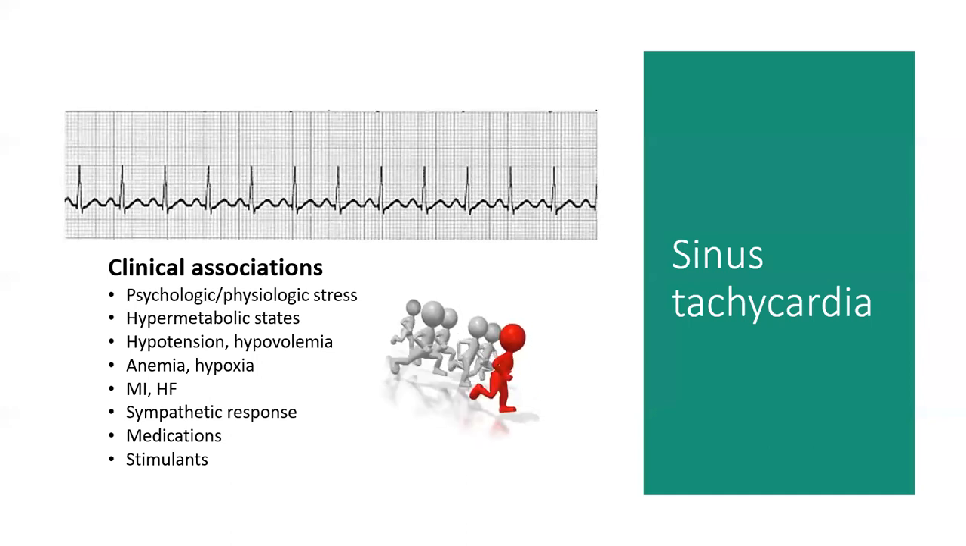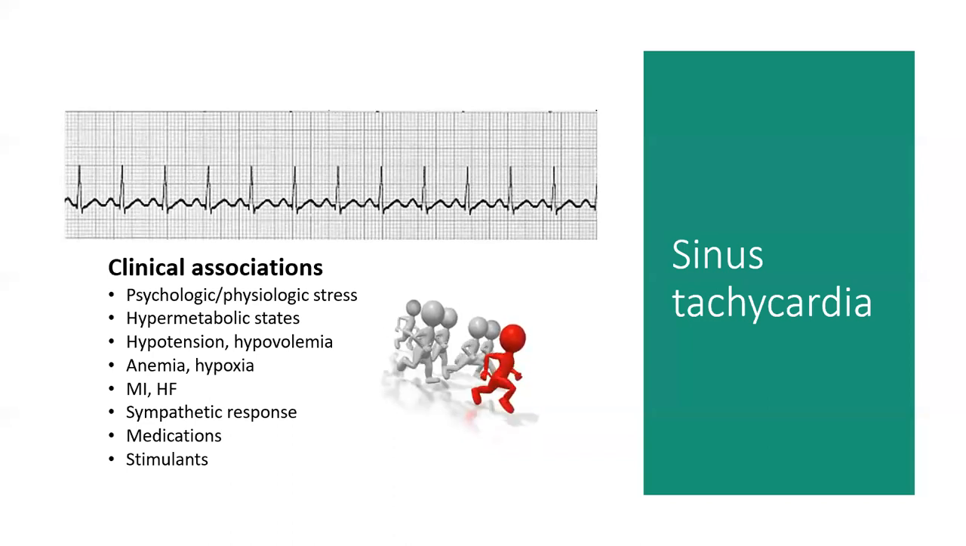Your sinus node creates an impulse faster than normal, because remember, these sinus ones come from the sinus node. Some of the clinical associations can be psychological or physiological stress. If your patient is very, very stressed, it can cause them to have this increased heart rate. So sometimes you want to try to get your patients to calm down a little bit and look for that underlying issue, which we'll talk about in the next slide.